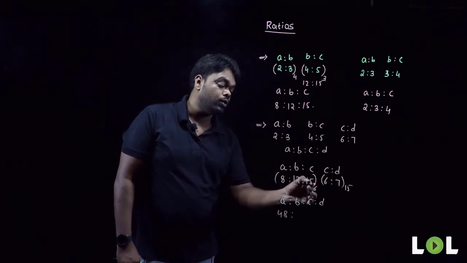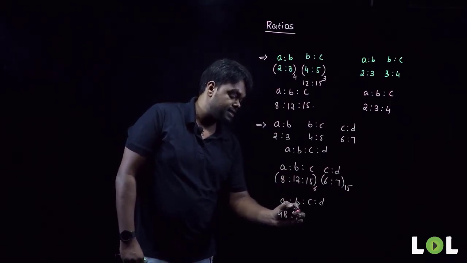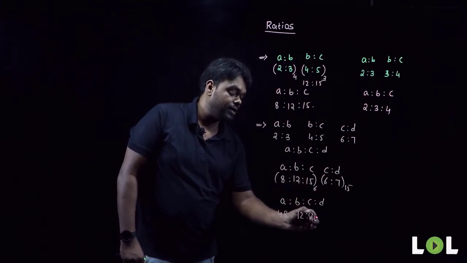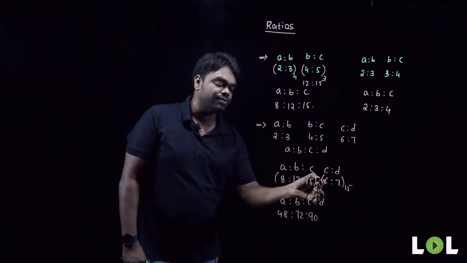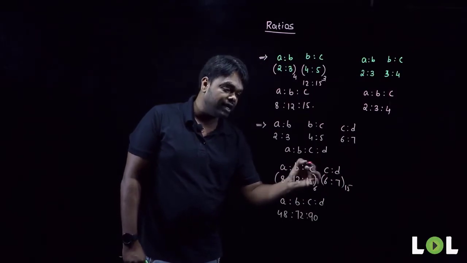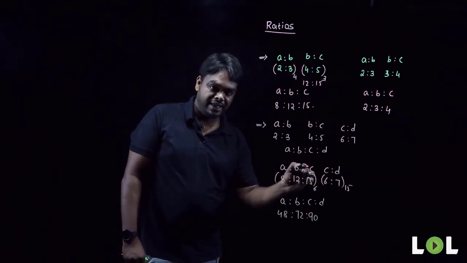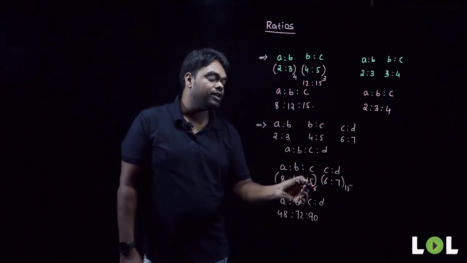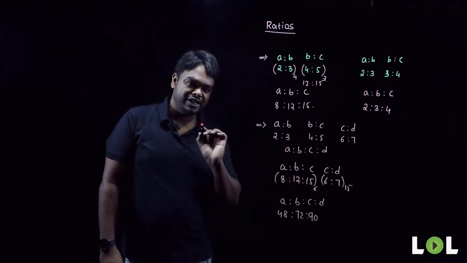Now B value 12 into 6 is 72. C value 15 into 6 is 90. What is the C value in this? If you see this, 15 into 6 is 90, because the common variable between both the ratios is C. Now our agenda is to make them equal. Here also 6 into 15 is 90, so no issues.